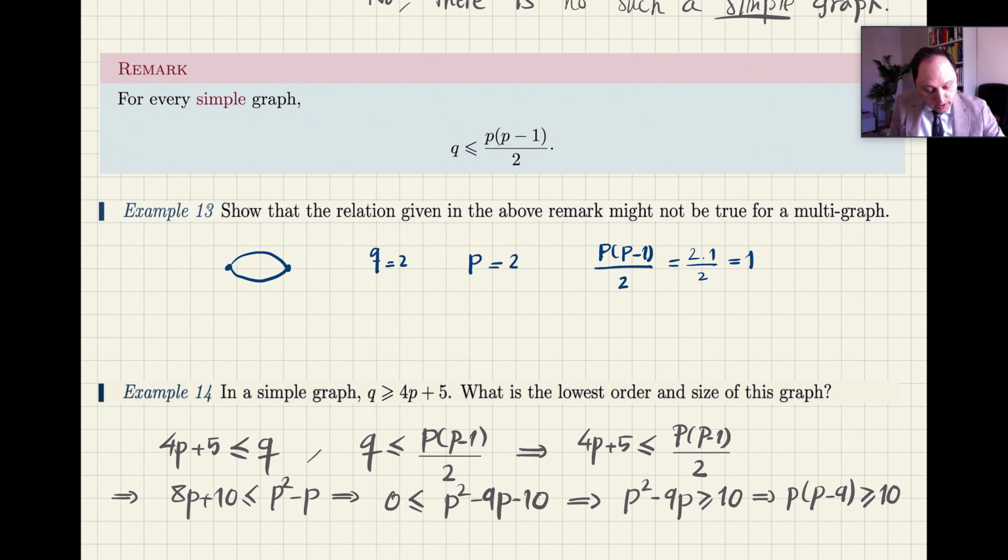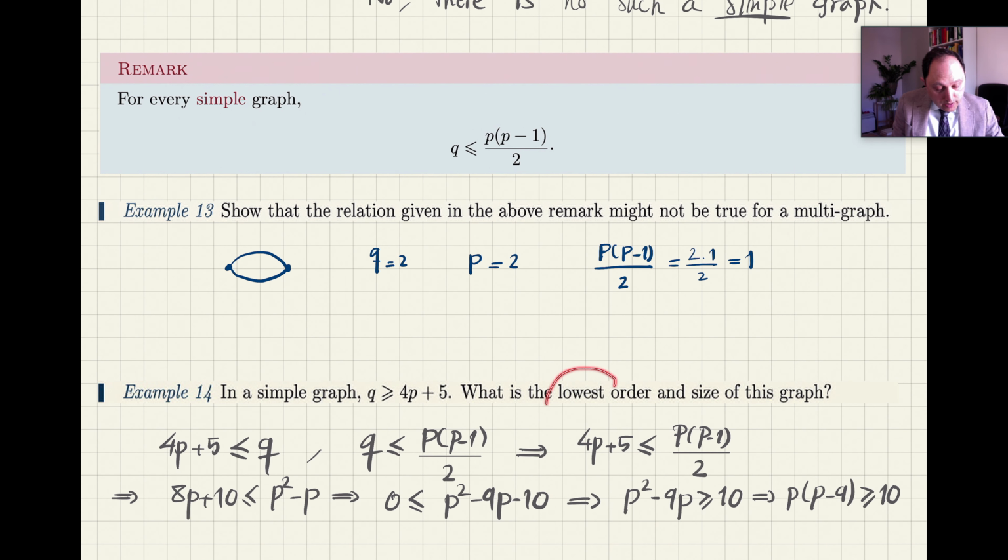Let me describe what I did. I moved minus 10 here, so it becomes positive 10 less than or equal to p squared minus 9p. So I shouldn't have moved this 10 from the beginning. Okay, I was thinking to solve this inequality, but it is not needed here. Instead of writing 10 is smaller than this, I have written this is greater than 10. They are completely equivalent.